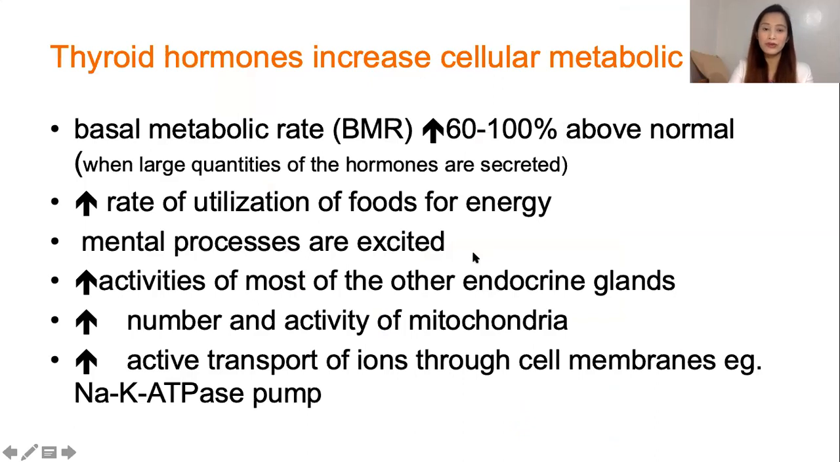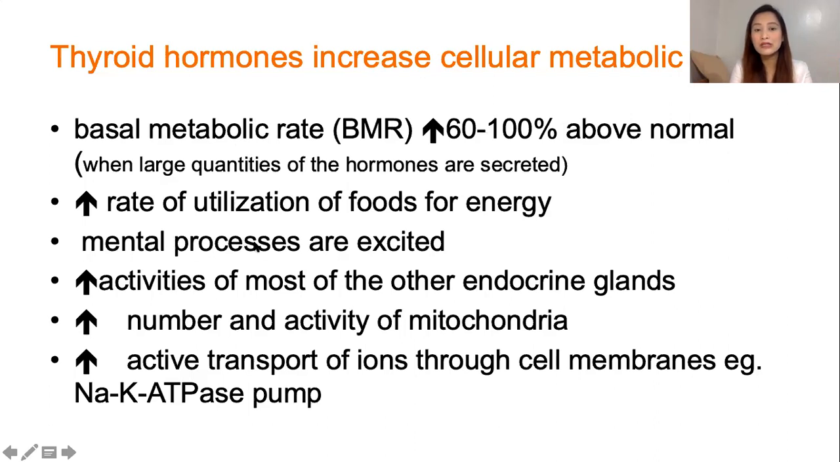So your thyroid hormones increase cellular metabolic activity. If there are large amounts of hormones secreted, it increases basal metabolic rate by about 60 to 100% above normal. And this results in increased rate of utilization of foods for energy. So patients with hyperthyroidism, their appetite is increased, but despite eating a lot, they don't gain weight. Sometimes they even lose more weight. And this is because of the increase in metabolism.